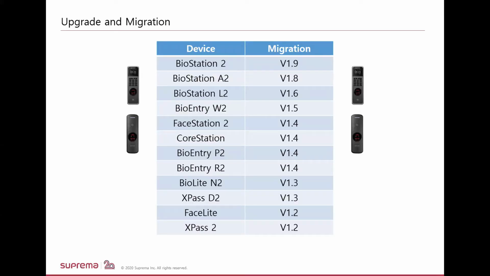Now, this is a table that will show which versions of device will support the new encryption. I just marked them as the versions that will have the migration. So if you have, for example, a CoreStation with version 1.3 firmware, and you upgrade it to version 1.4, a migration process will happen and all personal data will be encrypted. Same for the FaceStation 2 if you have version 1.3 and then upgrade to 1.4, which is not available yet, but you will get it soon.